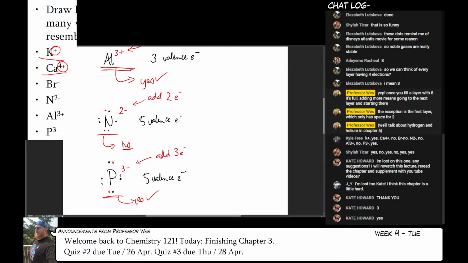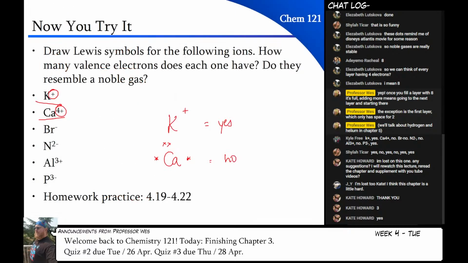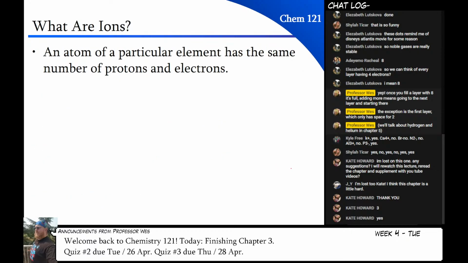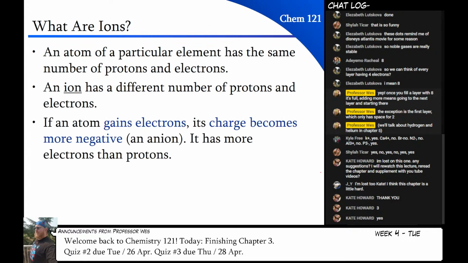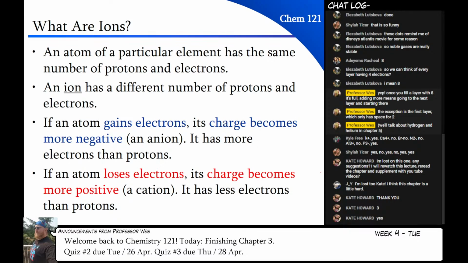Now, why is this important? We care about the octet because the octet is going to be the stable form of the ion that we observe. So there's the homework practice. You can write that down. You can pause the video. Now, the ion that we are going to form is going to follow the octet rule.